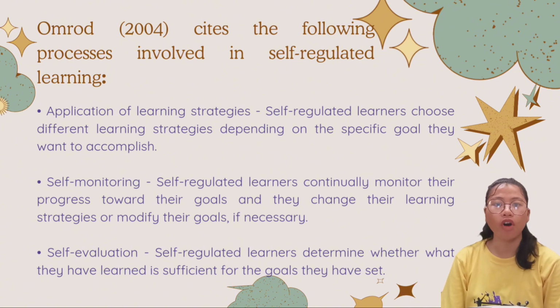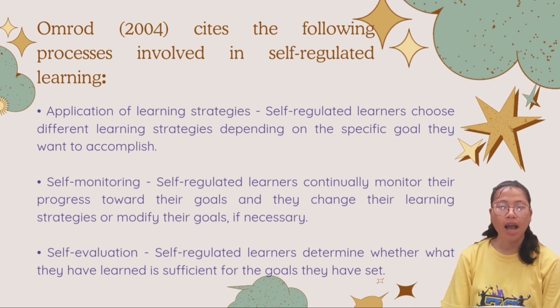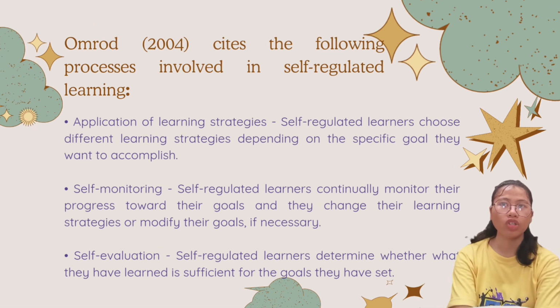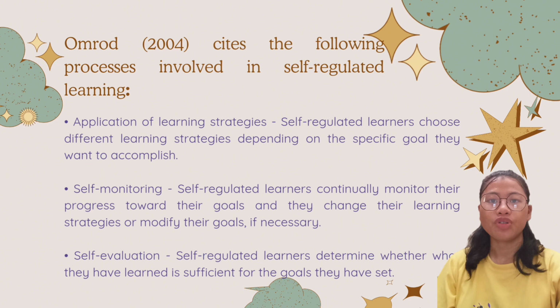Omru 2004 cite the following processes involved in self-regulated learning. Application of learning strategies. Self-regulated learner choose different learning strategies depending on the specific goal they want to accomplish. So, ang application of learning strategies, mogamit ni siya og lain-lain strategies depende sa goal nga iyang gusto moabot.